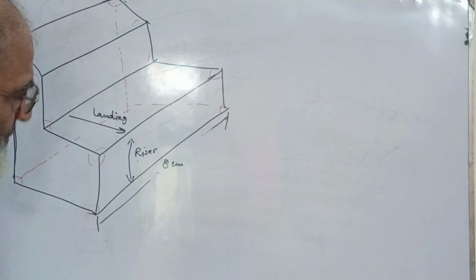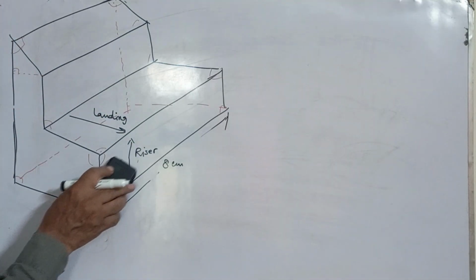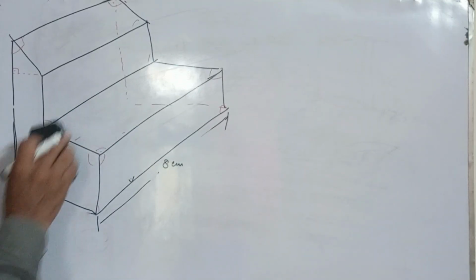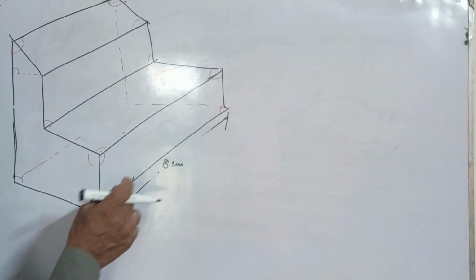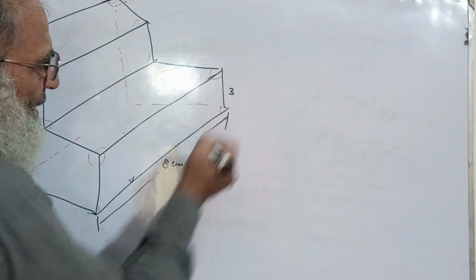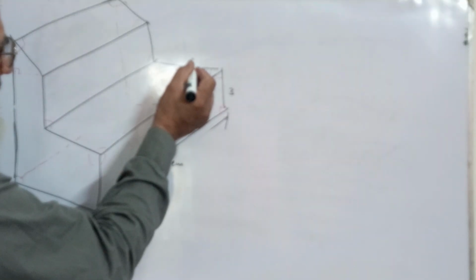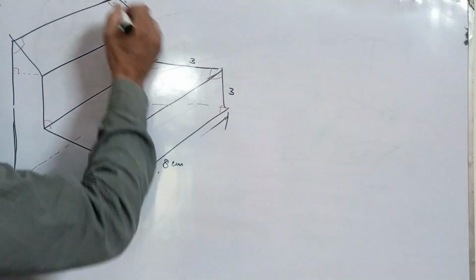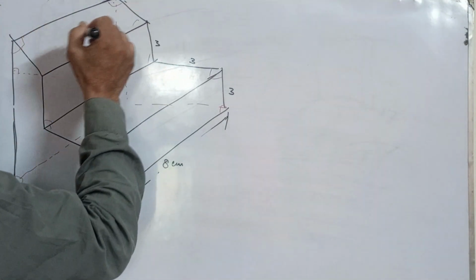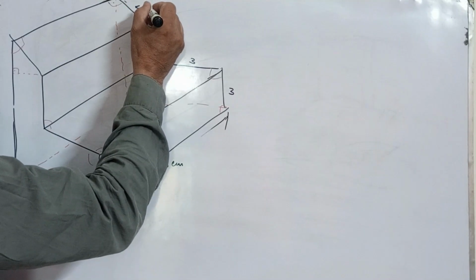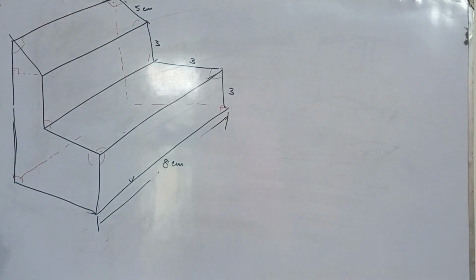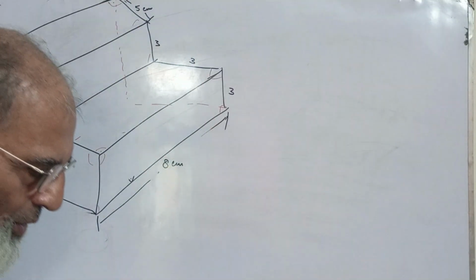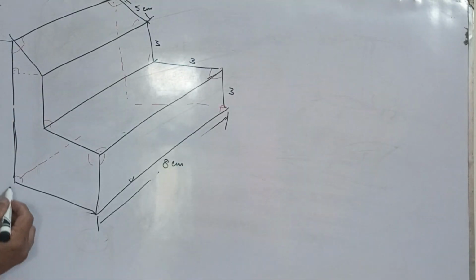I'm just erasing this because I want to. This is a drawing term. So the riser is 3 centimeter. Landing is 3 centimeter. Again, riser is 3 centimeter. And this slanting part is 5 centimeter, from here to here, you can see it in your book. Now this height is 10 centimeter.